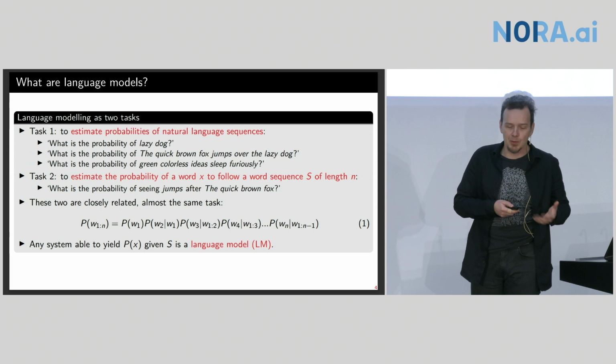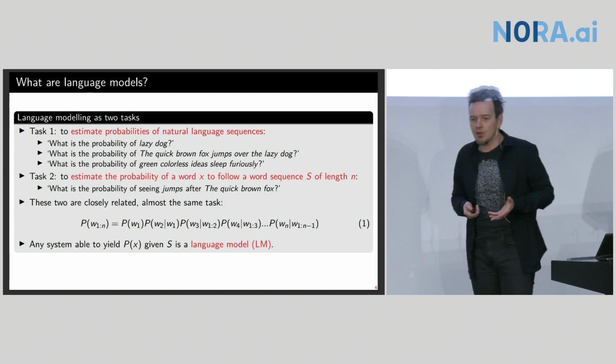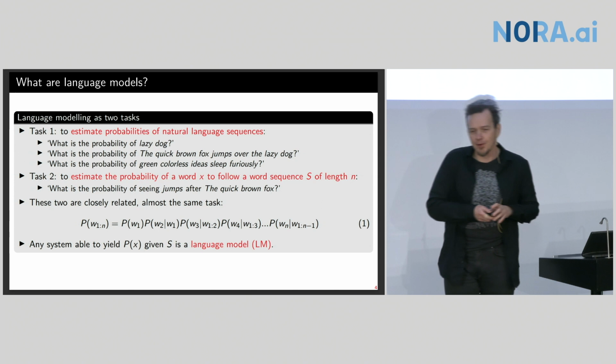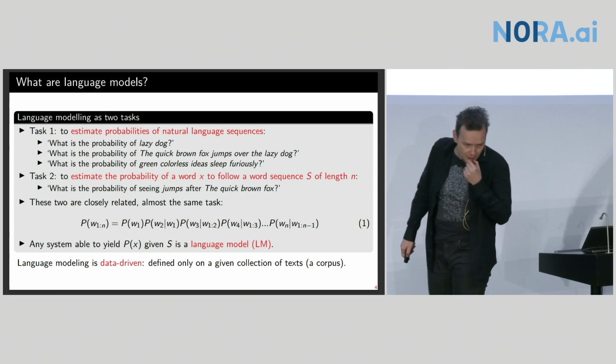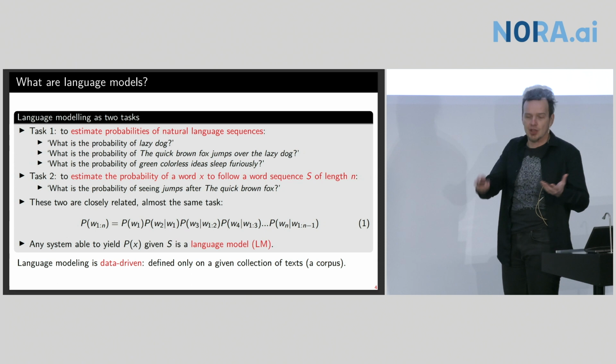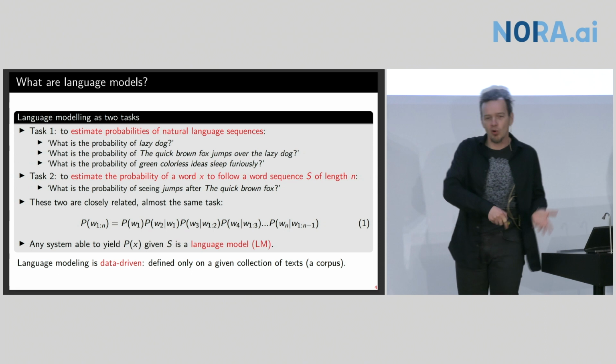So inside your brain, every one of you has a language model, because you can, to some extent, predict what will be the next word in what your friend nearby is saying. And it's important to understand from the very beginning that language modeling as a task is always data-driven. It is defined only on some given collections of text, which we computational linguists usually call a corpus, a training corpus or a testing corpus.